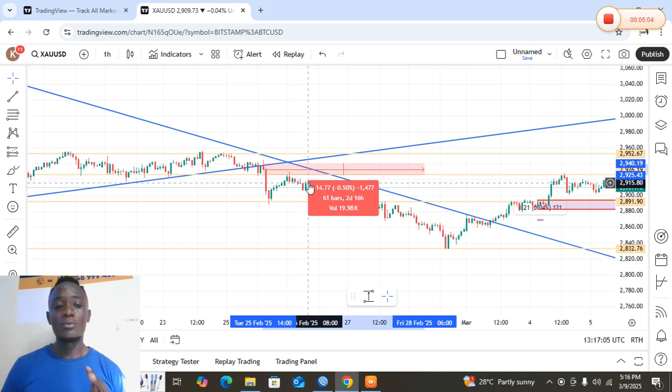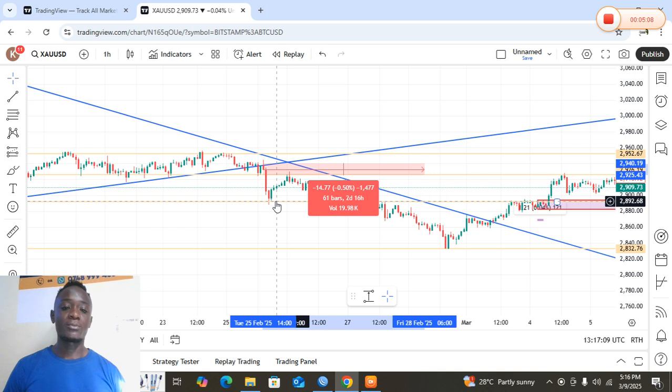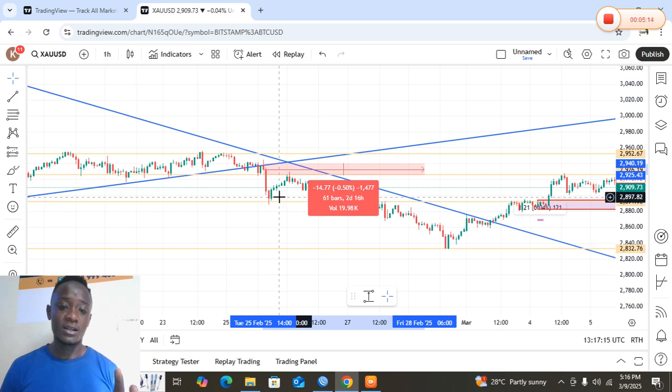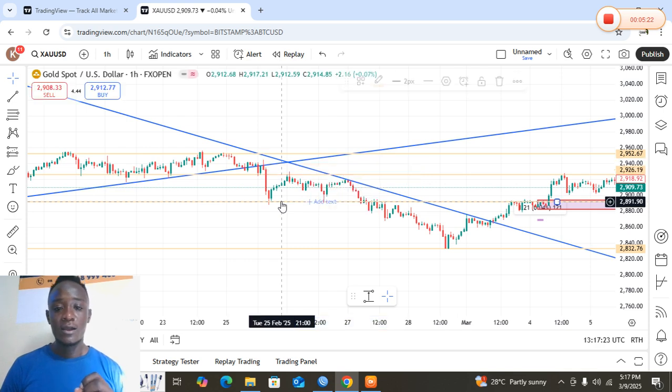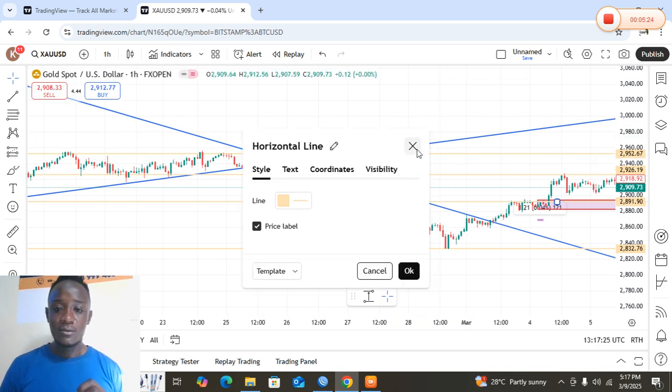So where will you be placing your take profit? You basically put your take profit at the previous support area. Look to your left, and there's the lowest point at which the price reached before it retraced. So that's where you put your take profit.